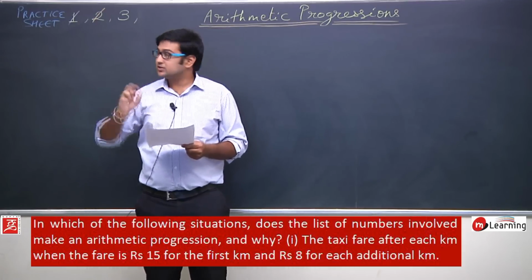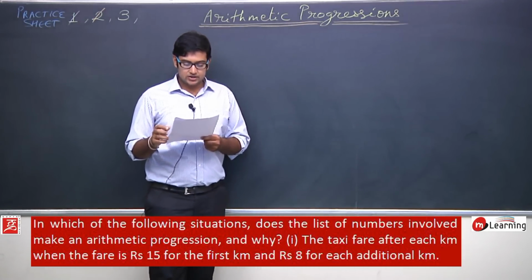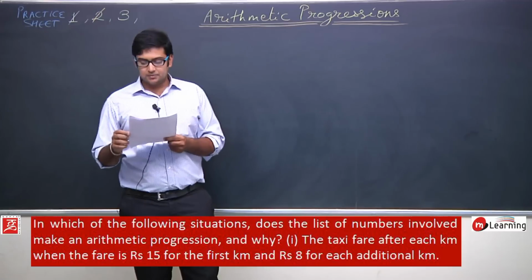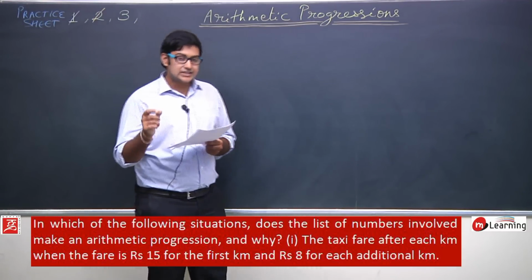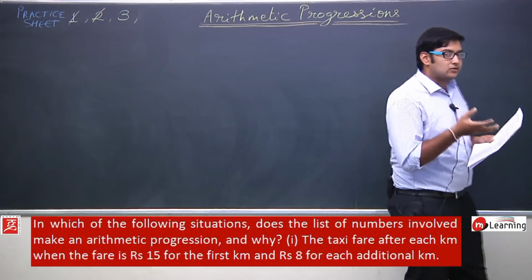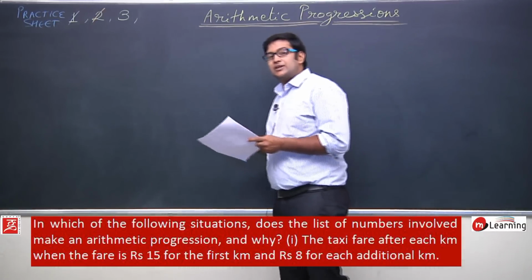The next question, that is question number 3, says: in which of the following situations does the list of numbers involved make an arithmetic progression and why? Now what kind of situations are they? They are practical situations, taken from daily life.